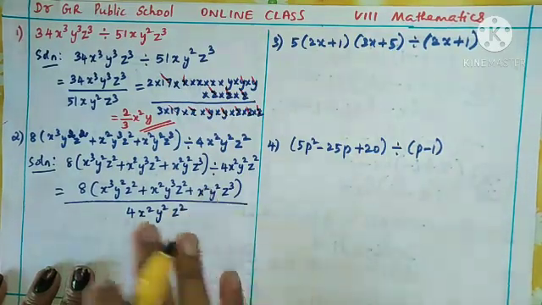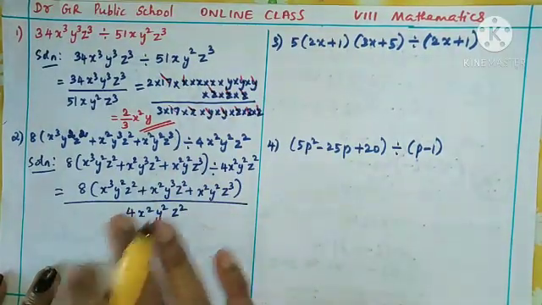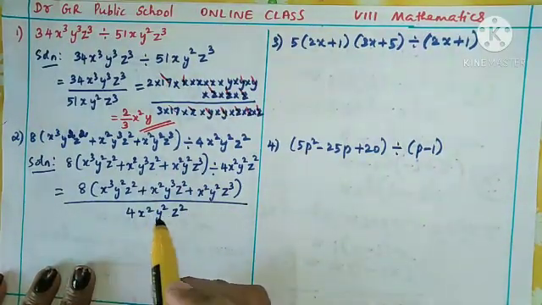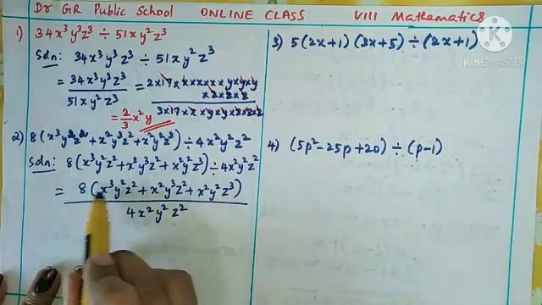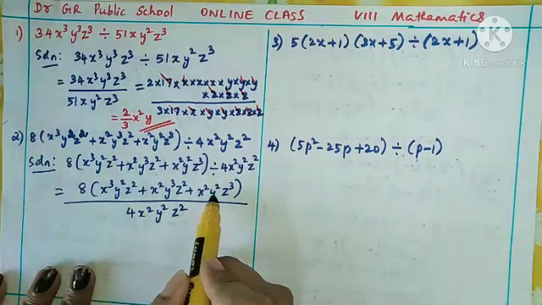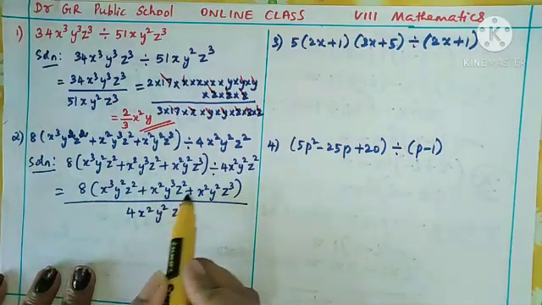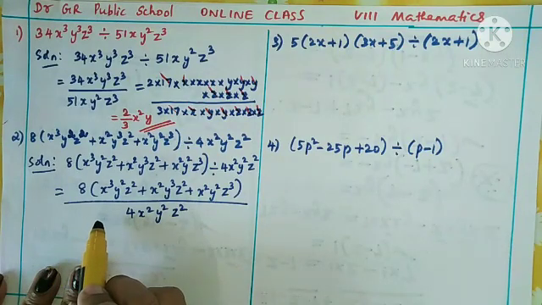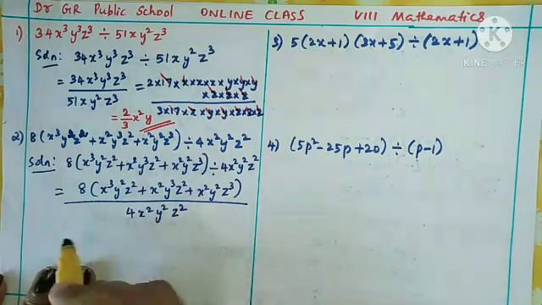Okay, so we wrote in this form. Now what is the thing? From this bracket you need to collect the common term and take it outside the bracket. Okay, so that is the way of simplification.